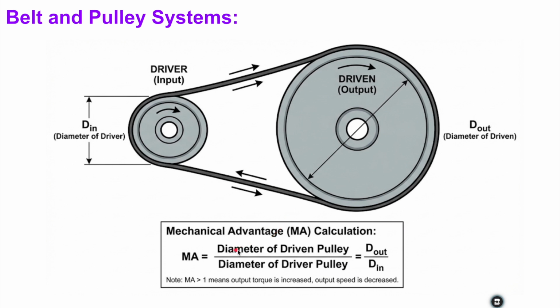So it's going to be the diameter of the driven pulley, this one right here, over the diameter of the driver pulley, which is this one right here.